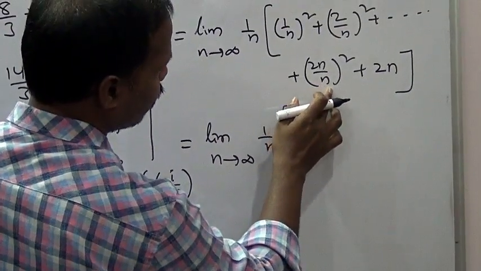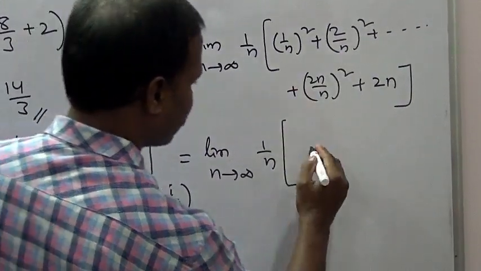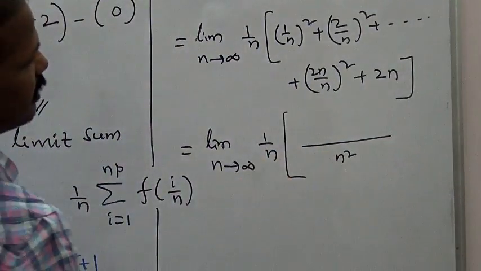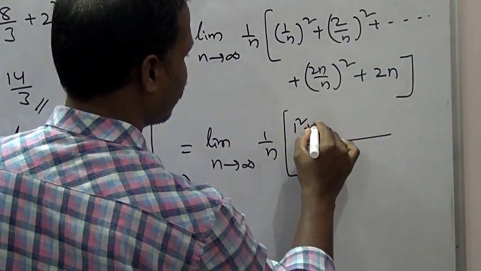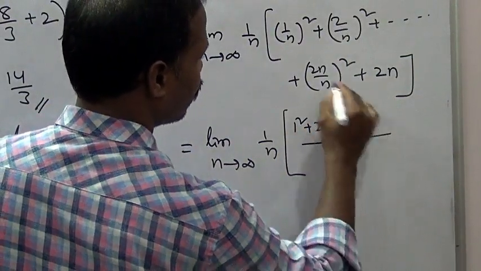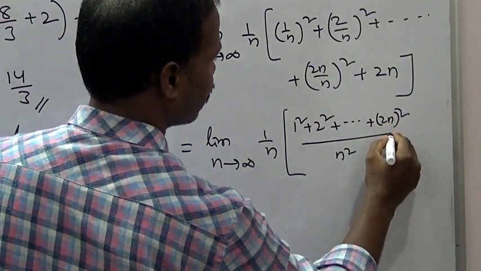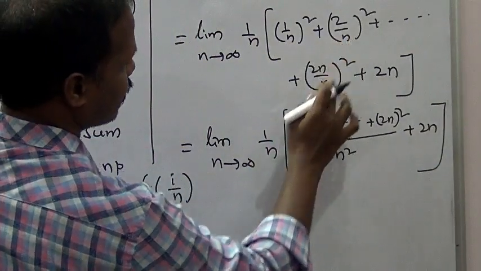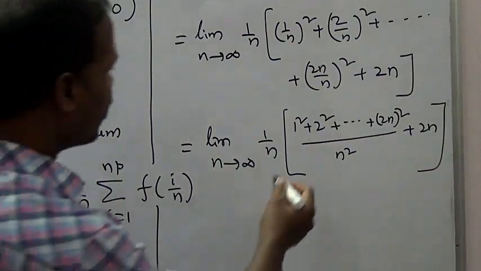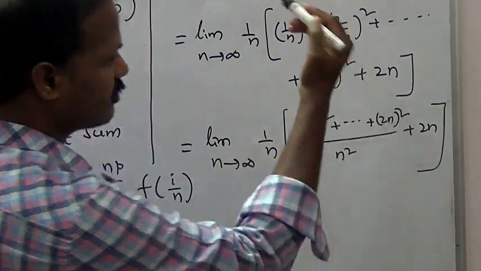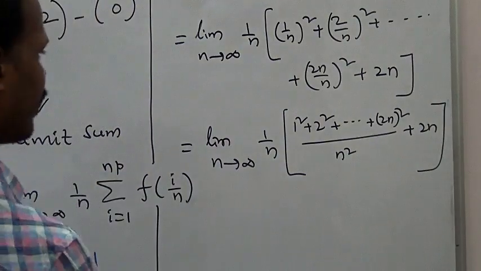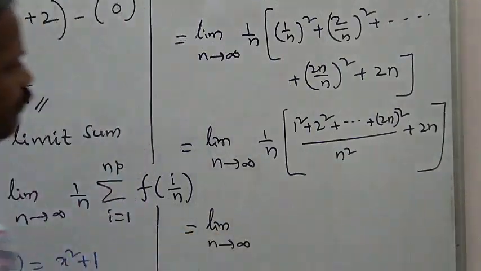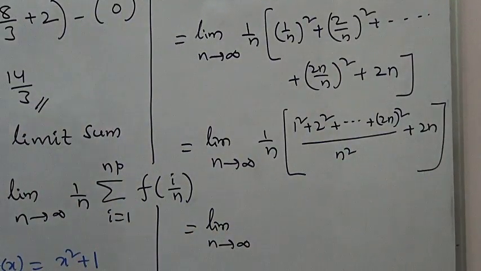Now this is equal to the limit as n tends to infinity of 1 by n. Up to here you can take n square as the LCM. Taking n square as the LCM, the numerator is 1 square plus 2 square plus up to (2n) whole square plus 2n. Understood? Here n square, here n square, here n square, so n square is the LCM.